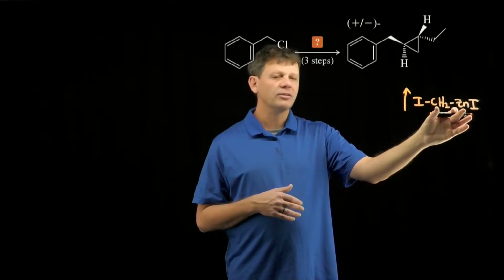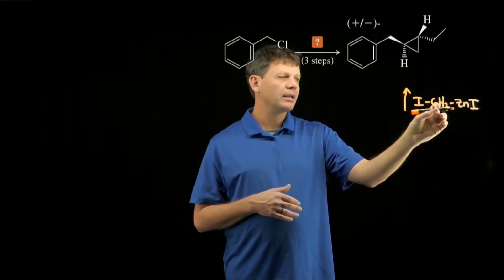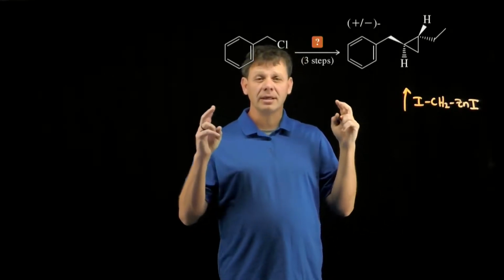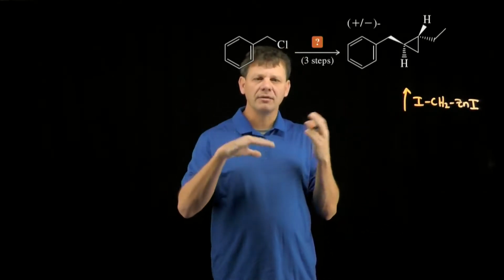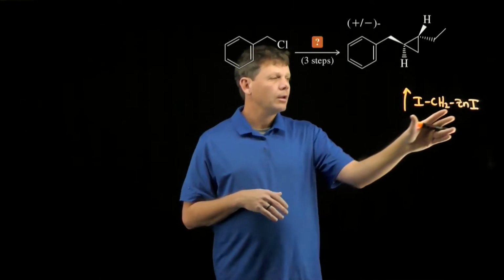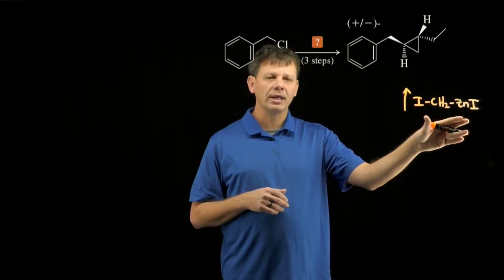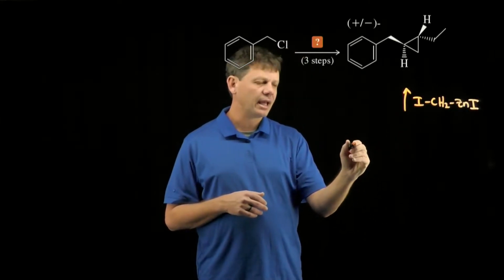essentially a carbon-zinc bond on one side, making carbon a nucleophile, and a carbon-iodide bond on the other side, making carbon an electrophile. And so carbenes are kind of nucleophiles and electrophiles. What's this carbene-forming molecule going to react with? It's going to react with an alkene.